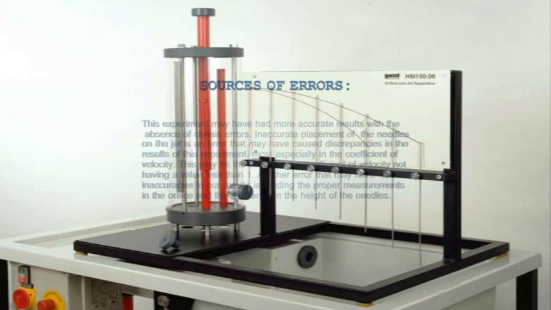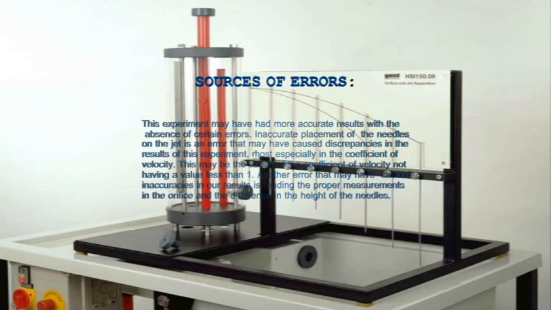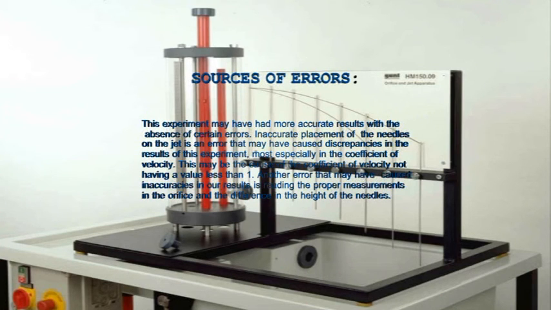This experiment may have had more accurate results with the absence of certain errors. The inaccurate placement of the needles on the jet is an error that may have caused discrepancies in the results of this experiment, most especially in the coefficient of velocity. This may be the cause of the coefficient of velocity not having a value less than 1. Another error that may have caused inaccuracies in the results is reading the proper measurements in the orifice and the difference in the height of the needles.